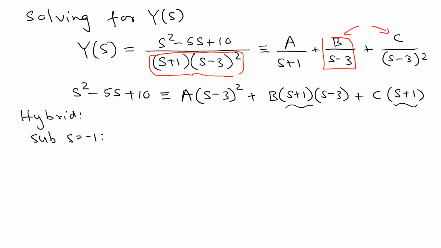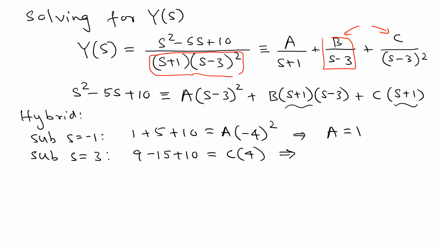So that means 1 plus 5 plus 10 equals a times, when you plug in negative 1, you can see that this is going to be negative 4 squared, and all the other terms are 0. So this is going to give the value of a. So a equal 1. Similarly, you can substitute c equal 3 to get the value of c. So once you solve, you get c equal 1 again.